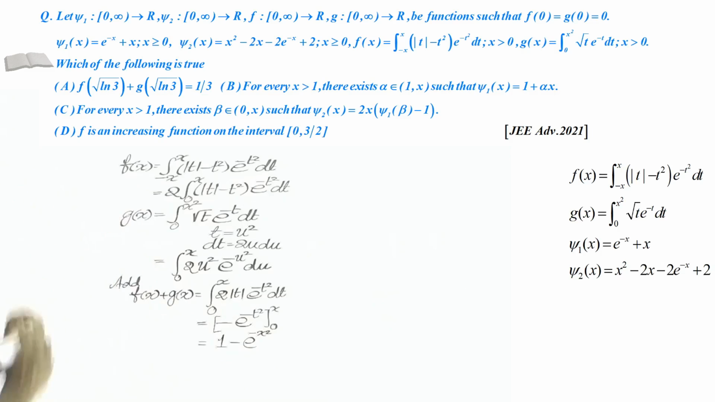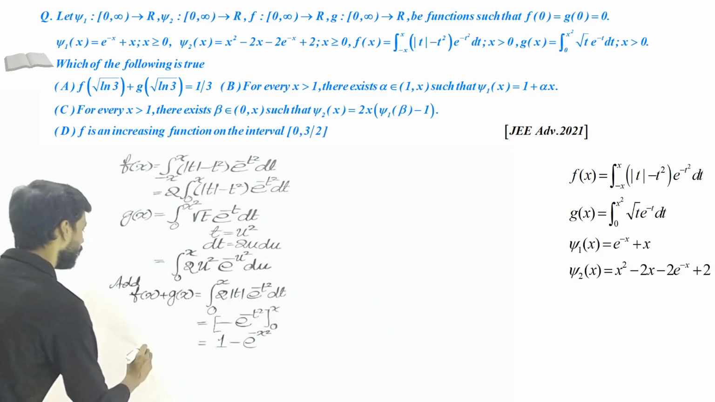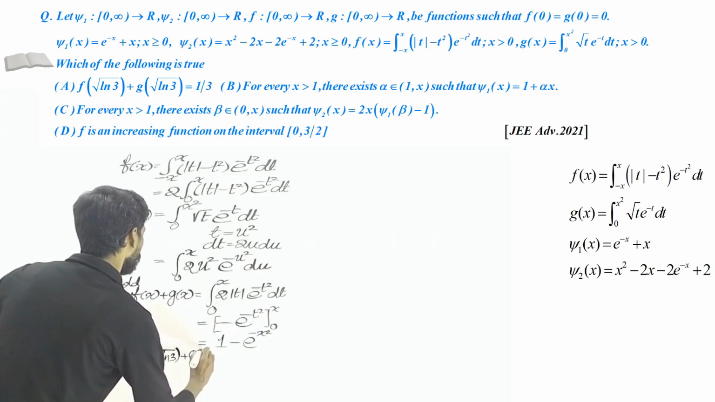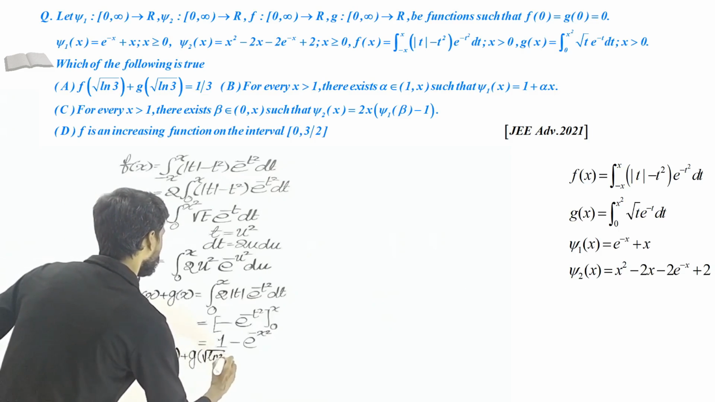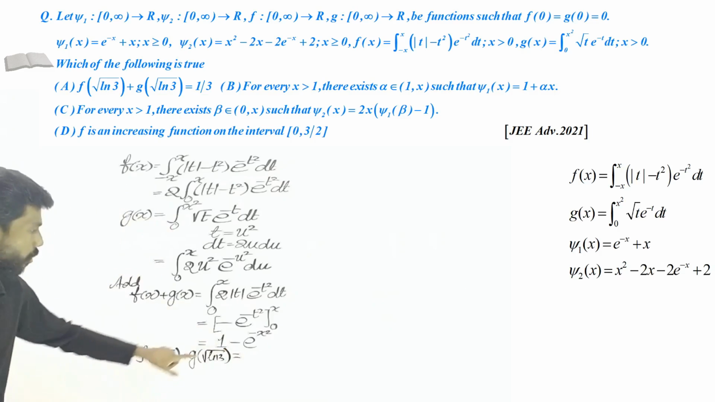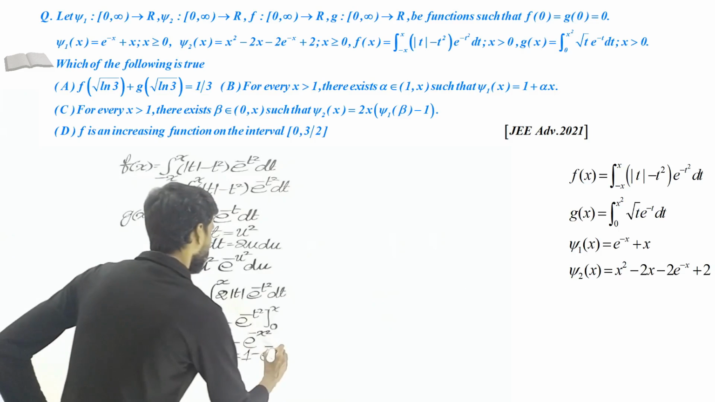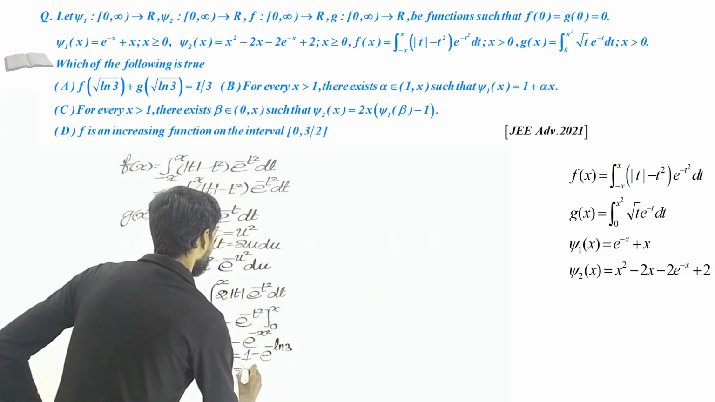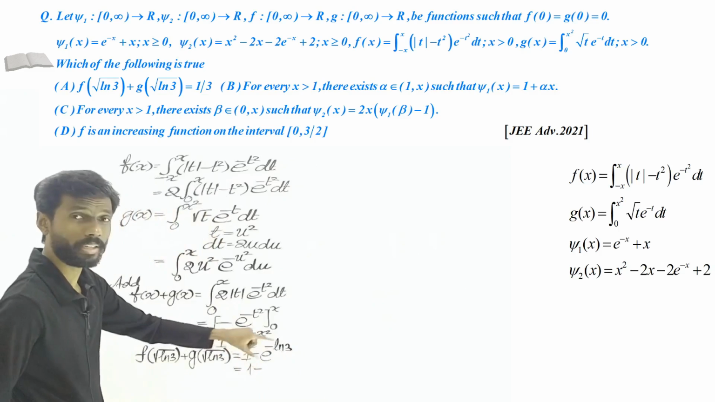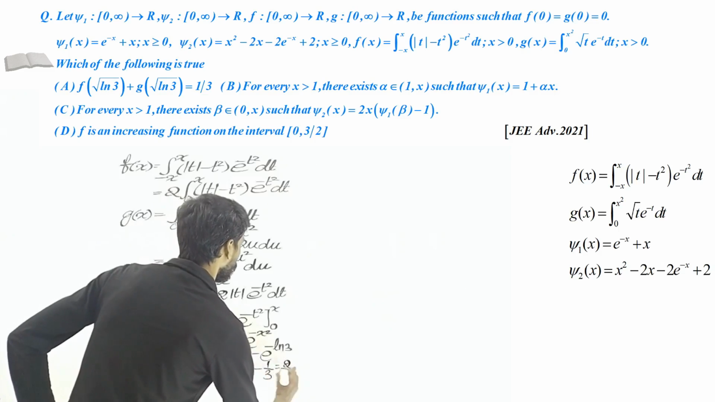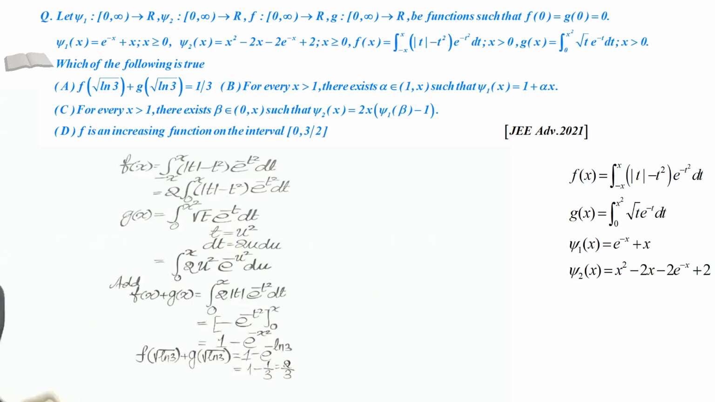But what we need is f of root ln 3 plus g of root ln 3. That means we are substituting x equal to root ln 3, which means in place of x you substitute this. So what will you get here? 1 minus e to the power minus x square, with x square being ln 3. That is same as 1 minus 1 divided by e to the power ln 3, so that is 1 by 3. That means we get the value 2 divided by 3. So we are getting this value 2 by 3, but what is given here is 1 by 3. So that is not correct.